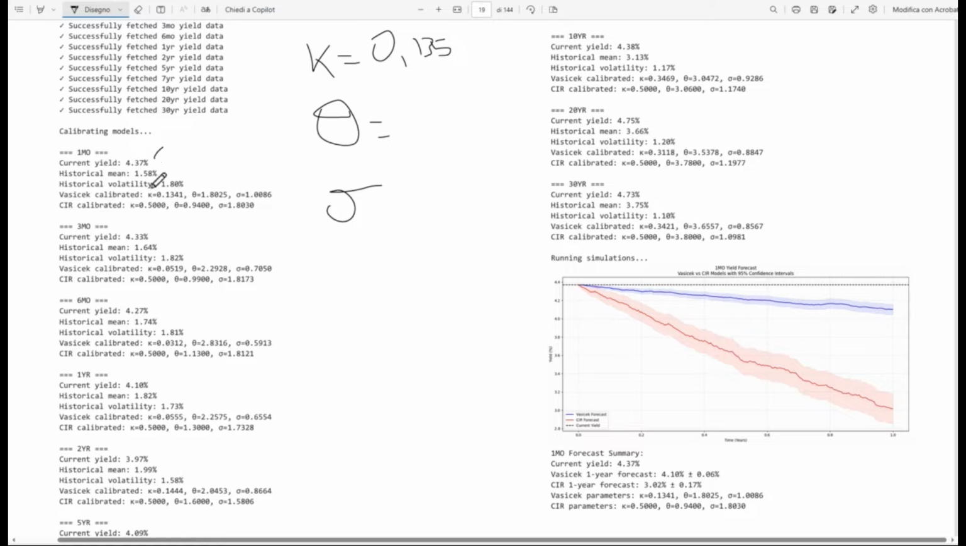So what do we have here? The average standard deviation is between 1 and 1.8 sigma for the 1 month treasury. The historical volatility has been 1.8%, and the theta parameter is 1.8. Okay, so the average mean value, the expected mean value of the 1 month yield for the treasury, is 1.8.